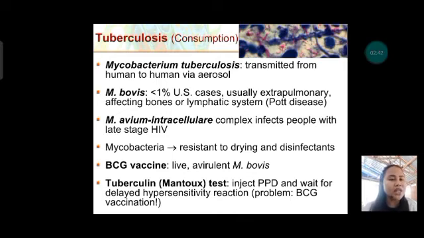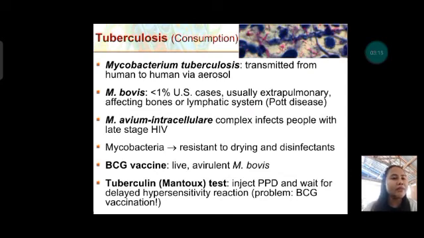The second pathogen is the Mycobacterium avium intracellulare complex, which infects people with late-stage HIV. These mycobacteria are resistant to drying and disinfectants. So, the prevention is the BCG vaccine, which is a live, avirulent Mycobacterium bovis, which was extracted from the cow.